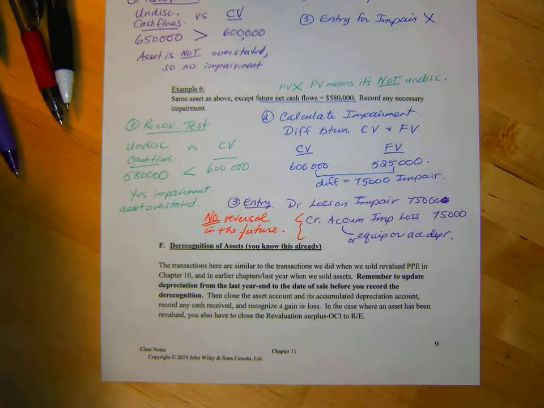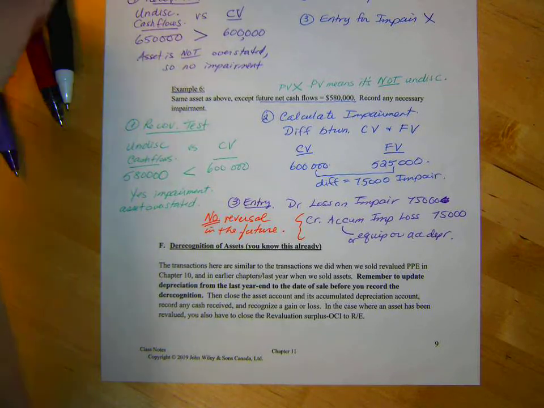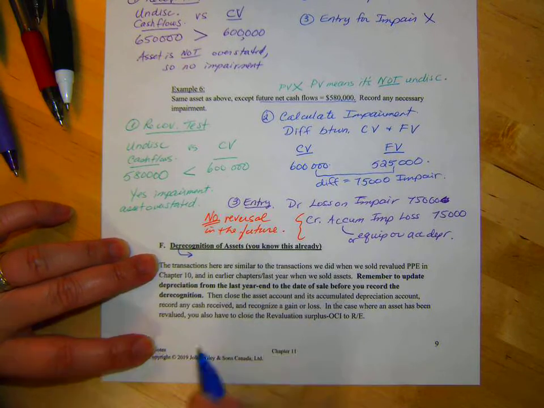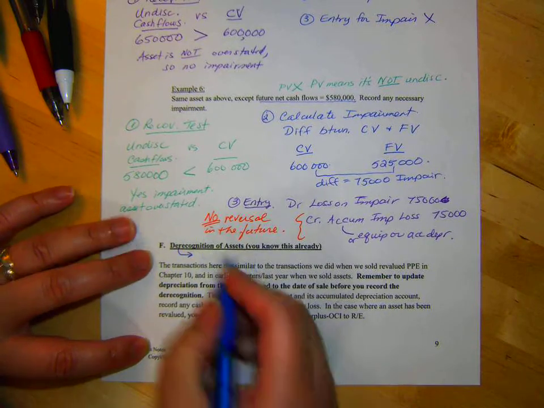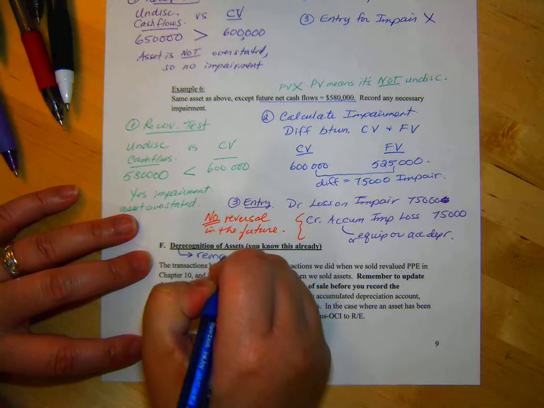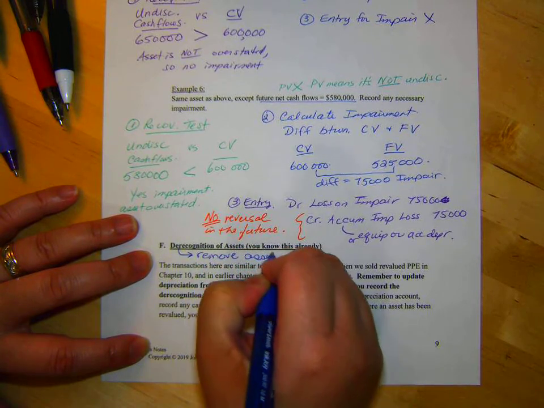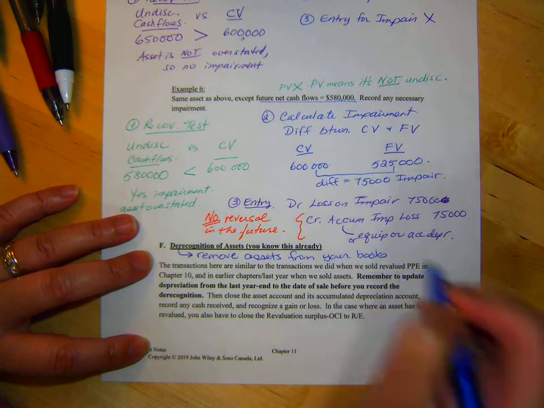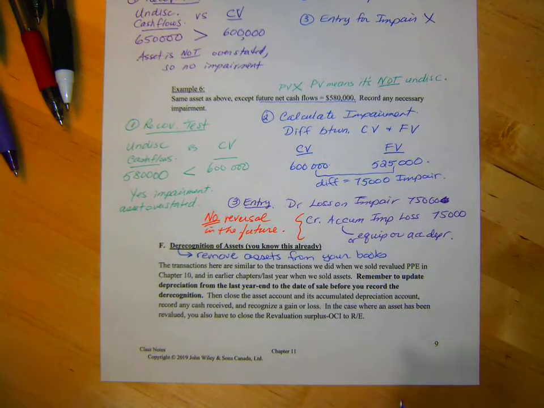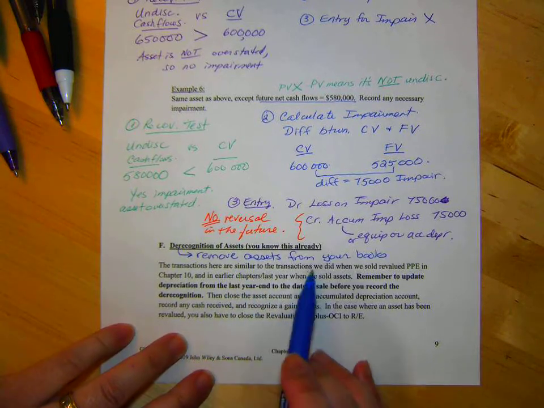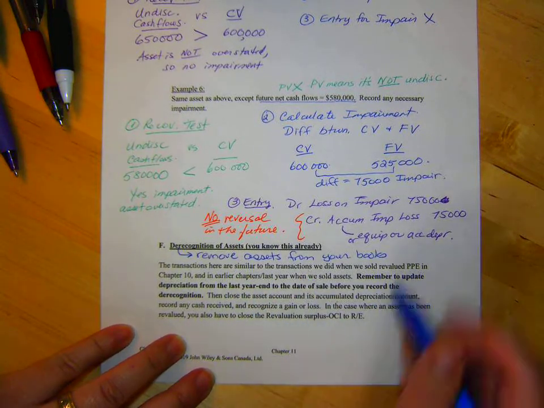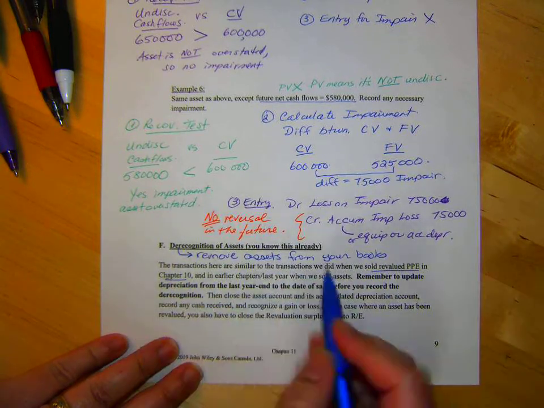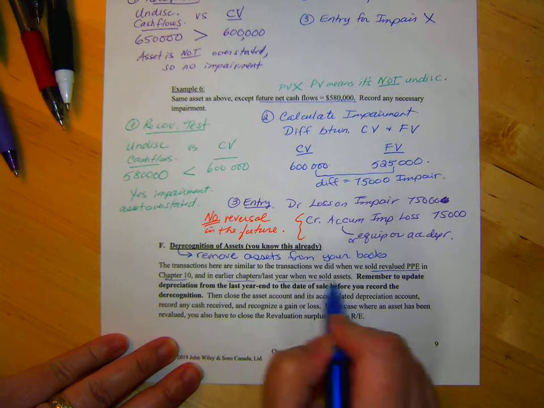Okay, let's look at derecognition of assets. So, we've done some of this already, so this should seem familiar. This is where you remove assets from your books. So the transactions here are similar to the transactions we did when we sold revalued property, plant, and equipment in Chapter 10 and in earlier chapters and last year when we sold assets.